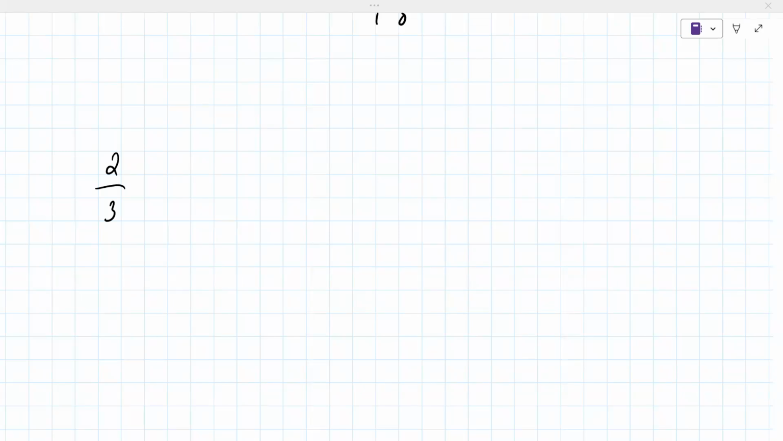It would be 0.6 repeating. Yeah. So the way to denote that is you put a line above it. Did you guys talk about that in class? Yeah. Okay, very good.